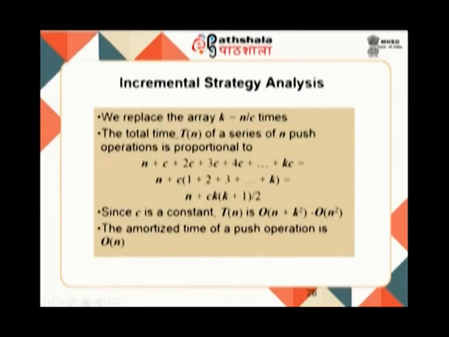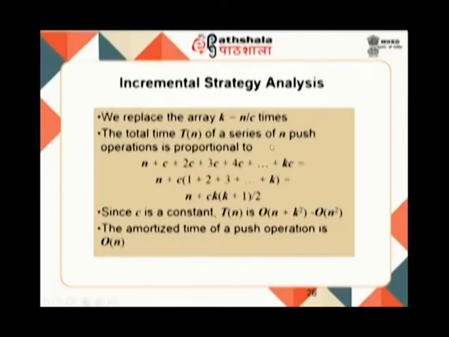So, what we will do is we will replace the array k equal to n by c times. So, the total time T(n) of a series of n push operations is proportional to n plus c plus 2c plus 3c plus 4c plus up to kc, that is equal to nc. Remember our analysis of algorithms which we did a little bit. So, n is equal to c k into k plus 1 by 2. Since c is a constant, T(n) is of the order of n plus k squared, that is approximately n squared. So, the amortized time of a push operation is of the order of n. So, this is how you do it if you have an incremental strategy.